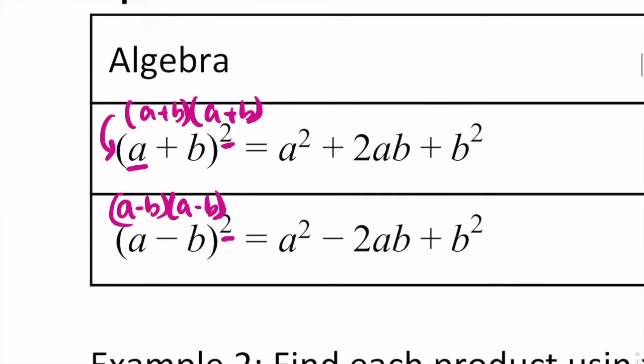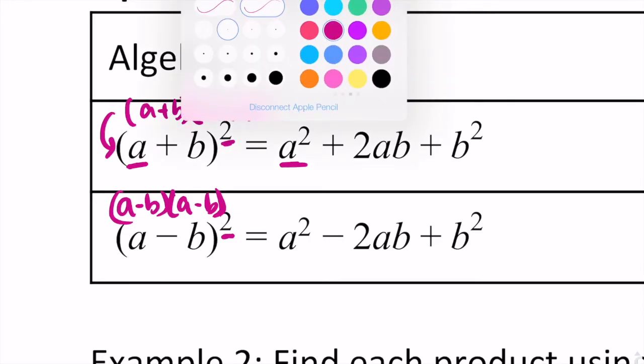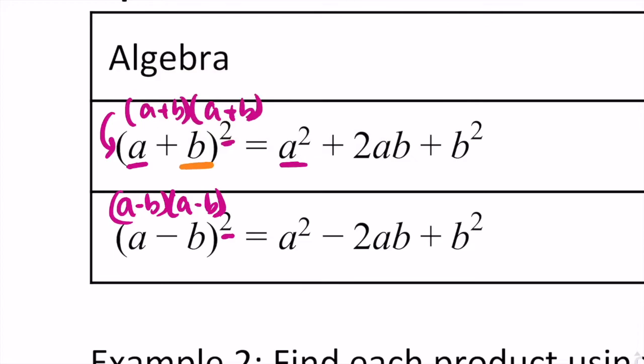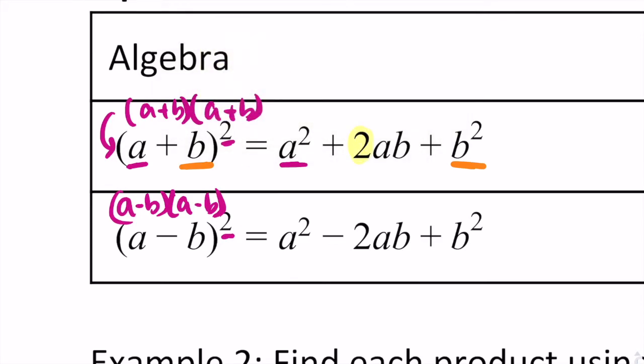You do a squared, so you square your first term, and then you square your second term as well. So I have b squared, but the only different thing is you do 2 times your first term and your second term. All right, so here's an example of what that'll look like.